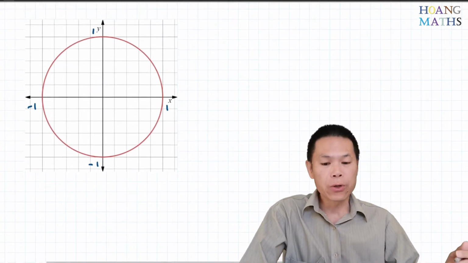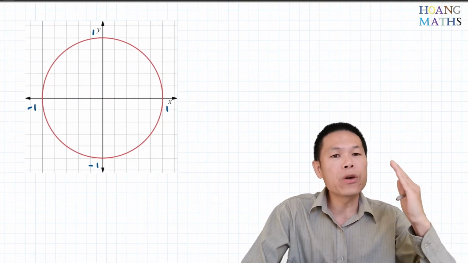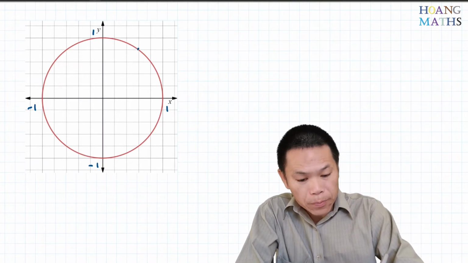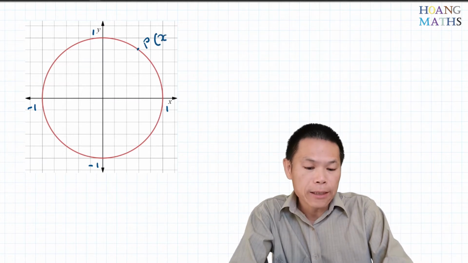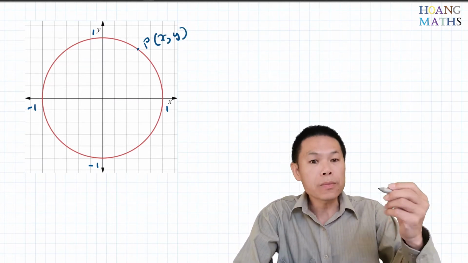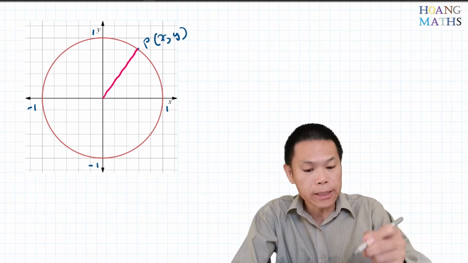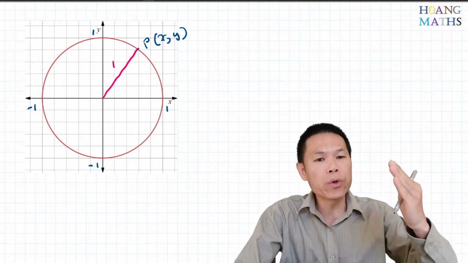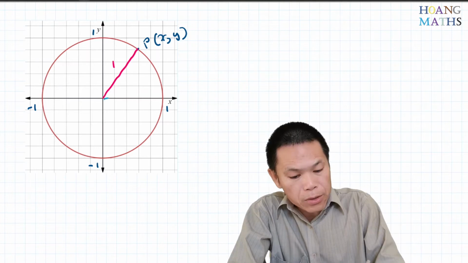So we have a circle. A unit circle is a circle with a radius of 1. Let's say we have a point here, let's say P. So we have X and Y, and the radius from here to here is 1. A unit circle is a circle with the radius of 1. And the length from here to here is X.